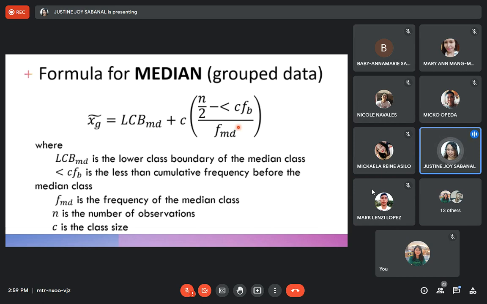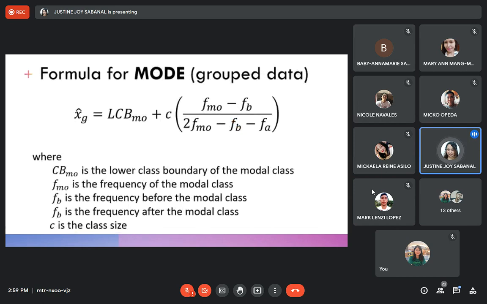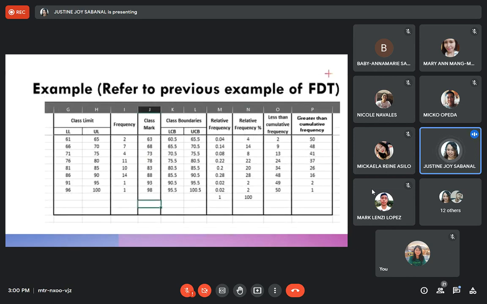So, yung mode naman po, matutuos natin by having a formula of x caret sub g that is equivalent to lower class boundary of the modal class plus the class size times the quantity frequency of the modal minus frequency before the modal class, divided by 2 times frequency of the modal minus frequency before minus frequency after the modal class. So, ito po, refer natin for our illustration lang.